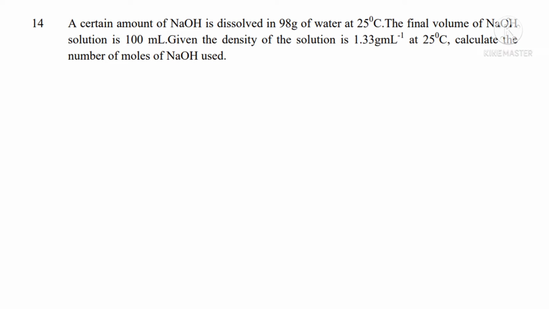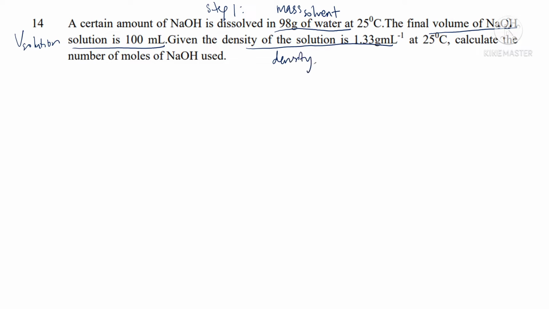Question number 14. Step number 1 to solve this question is to list out what is being given to us. We are being given 98 grams of water, so this is the mass of solvent. And we are being given the volume of NaOH solution, so this is the volume of solution. And we are being given the density of solution, which is 1.33 gram per ml.